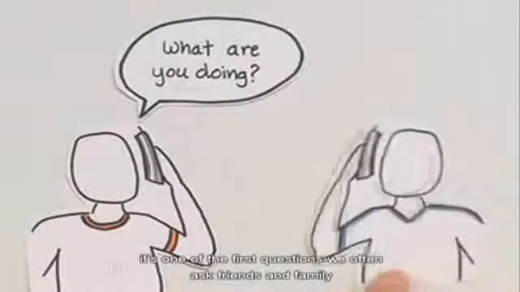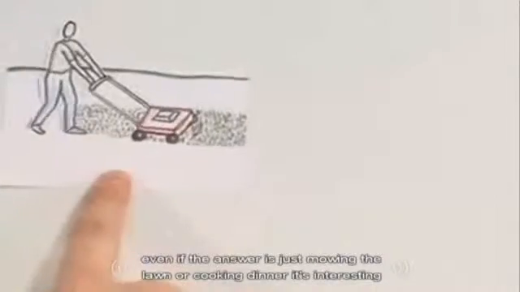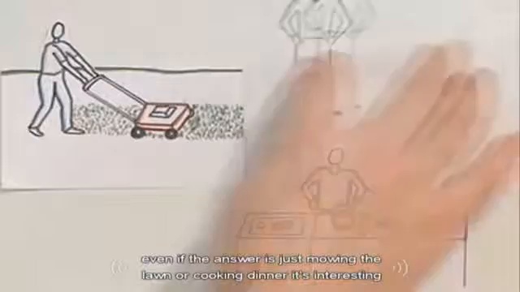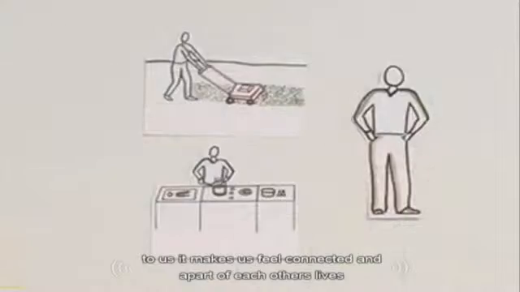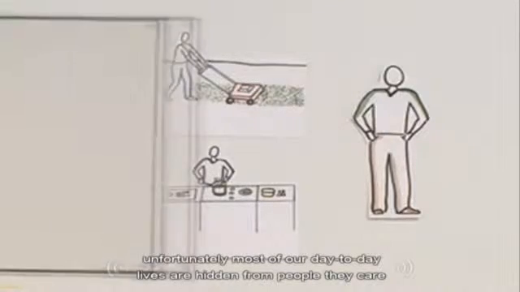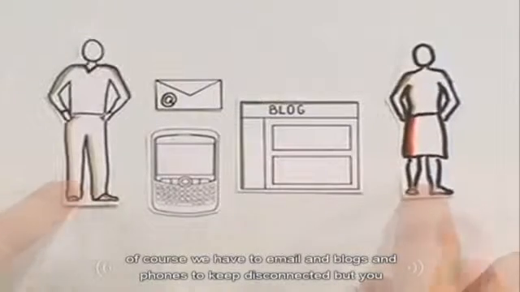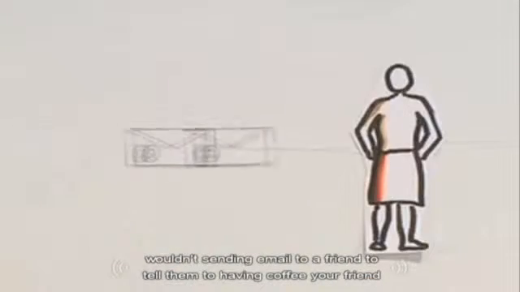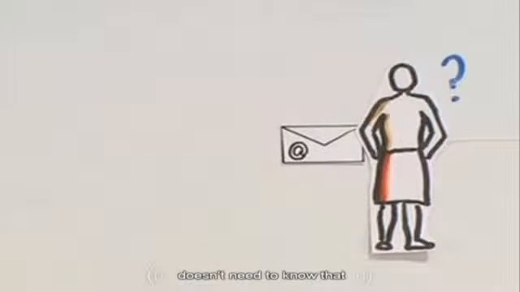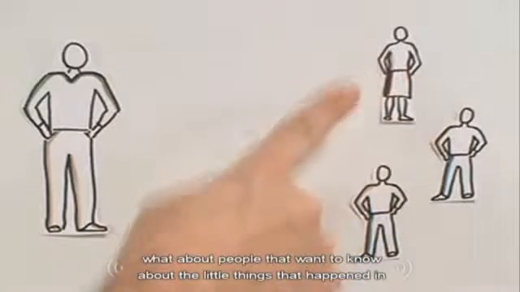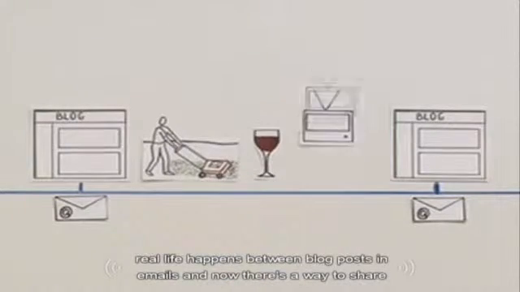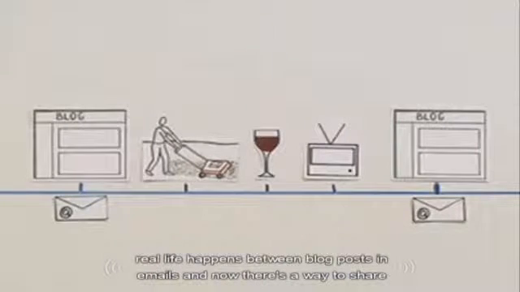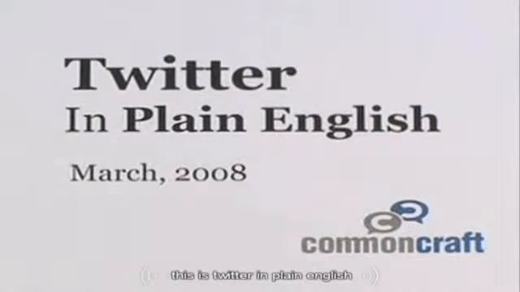So, what are you doing? It's one of the first questions we often ask friends and family. Even if the answer is just mowing the lawn or cooking dinner, it's interesting to us. It makes us feel connected and a part of each other's lives. Unfortunately, most of our day-to-day lives are hidden from people that care. Of course, we have email and blogs and phones to keep us connected, but you wouldn't send an email to a friend to tell them you're having coffee. Your friend doesn't need to know that. But what about people that want to know about the little things that happen in your life? Real life happens between blog posts and emails, and now there's a way to share. This is Twitter in plain English.